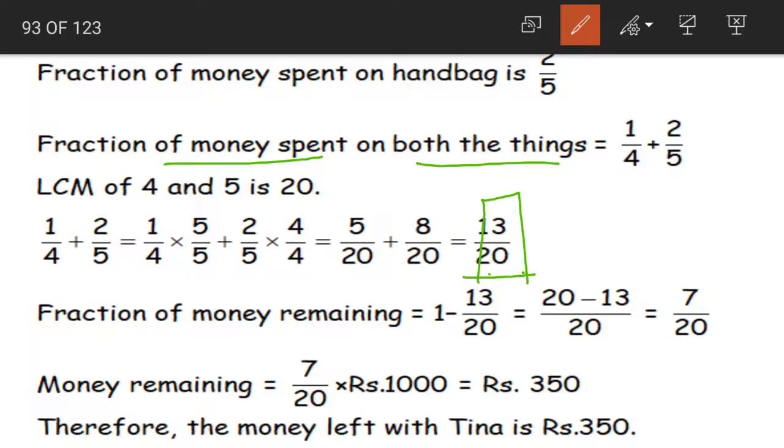Now she is left with how much? What you can do is, this 13 by 20 is just a fraction. So what will be the whole? Always we will consider 1 as whole, children. What will we consider? 1 as whole. So from this one, she has spent 13 by 20. So how will we subtract?